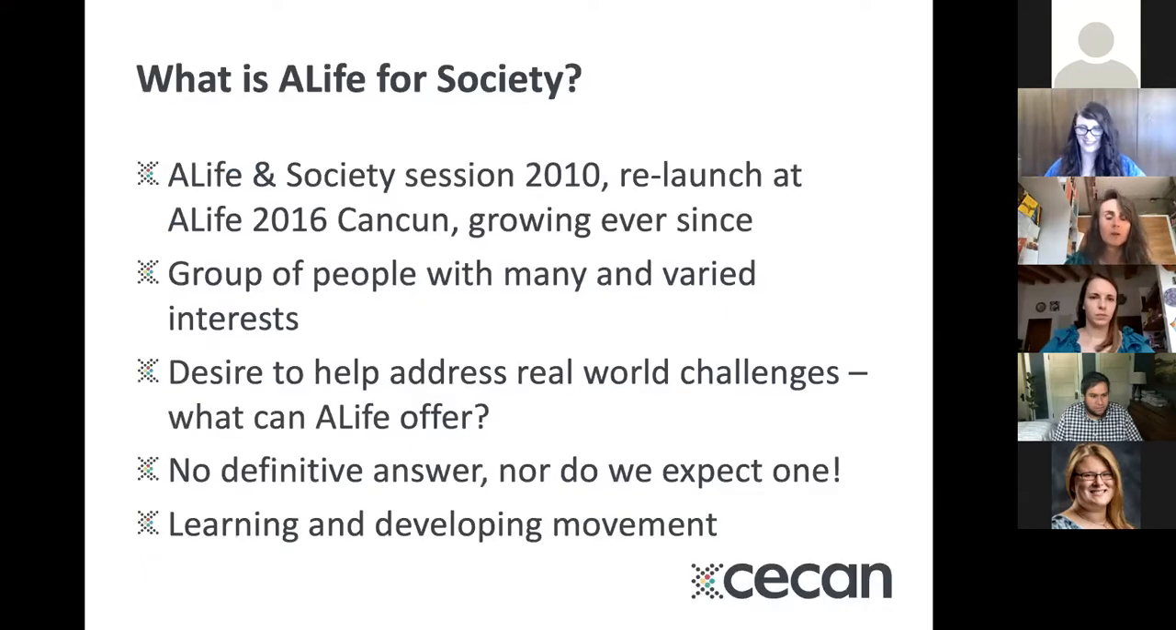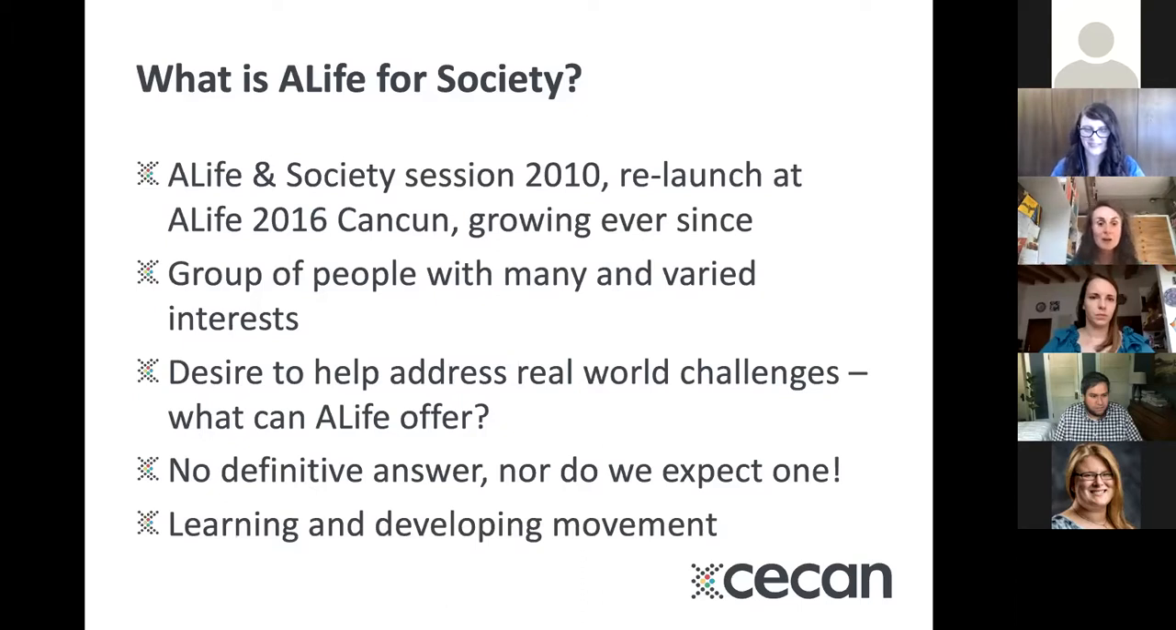Okay, so what is A Life for Society? Well, this is a movement that sort of started over 10 years ago at the conference, really, with the A Life and Society special session. It was kind of in a lull for a few years, but we relaunched at Cancun in 2016, where the conference was themed around societal challenges. And I think really the moment was there when people wanted to get engaged with these challenges. Everyone felt it's something we want to do. So we've been kind of growing ever since then. We've been having these sessions at the conferences.